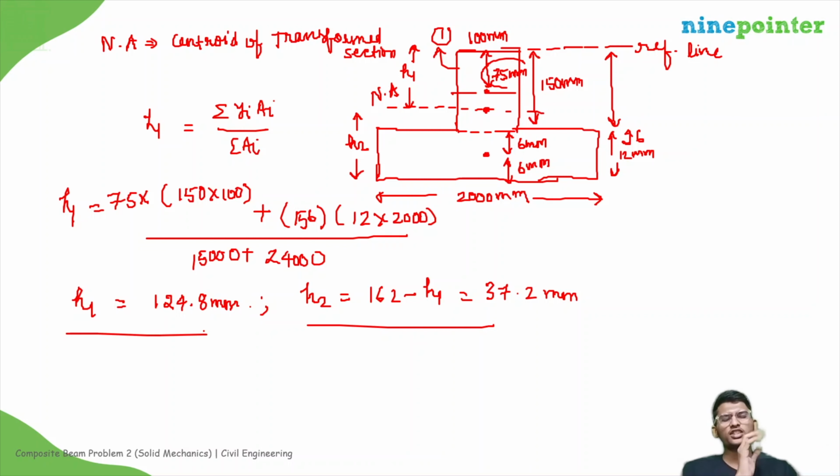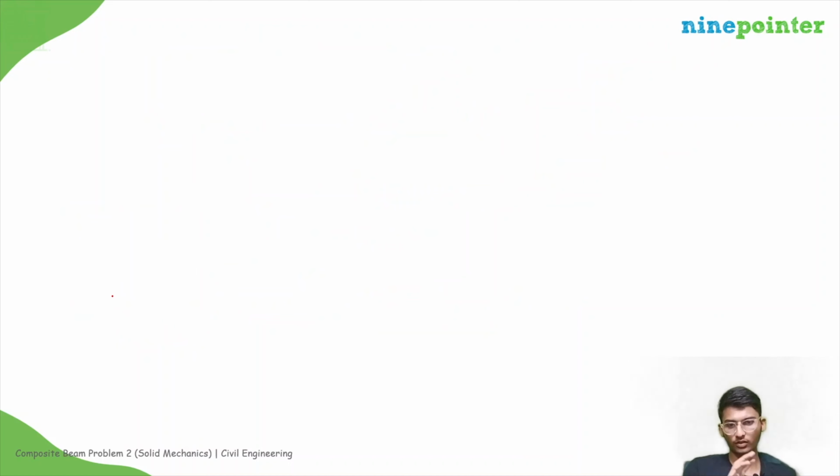Now in the transformed section, we need to calculate only one moment of inertia, that is IT, the moment of inertia of the transformed section about the neutral axis. So here also the calculations will be somewhat easier compared to the previous one, where we needed to calculate I1 and I2 and then E1 I1 plus E2 I2. So here that is not a problem.